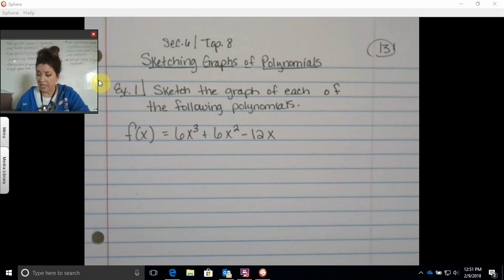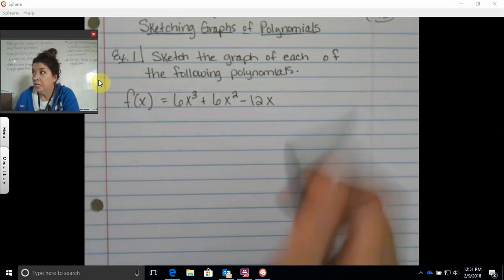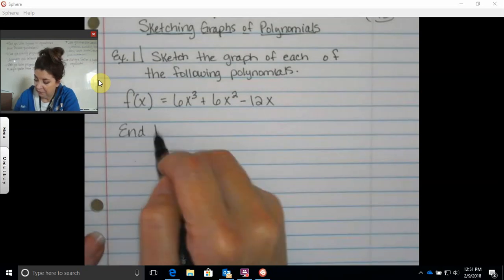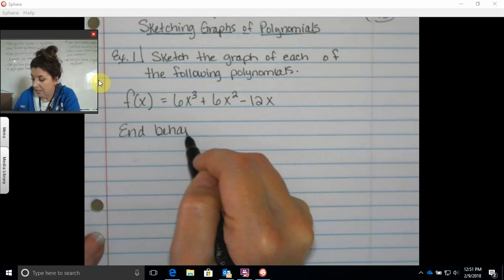Next class. Okay. So in this example, just before I do any math, I can tell a few things. What's the end behavior? Down and up.